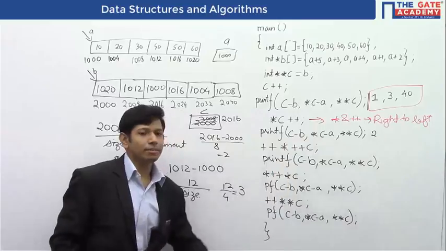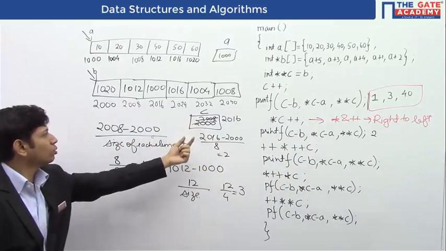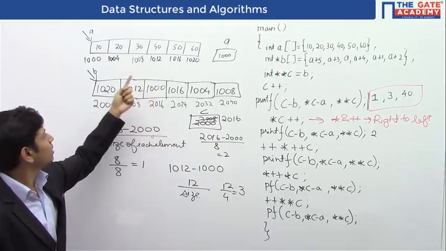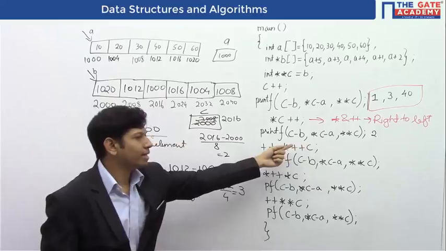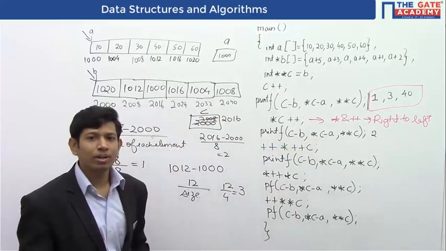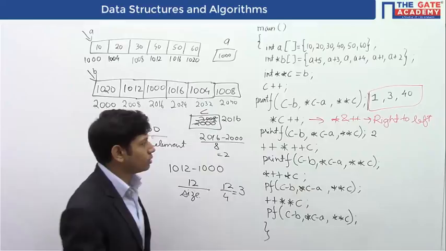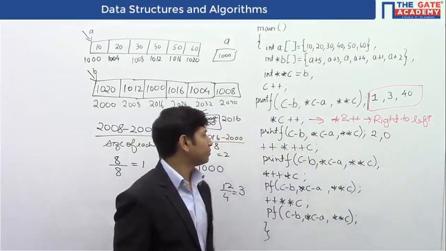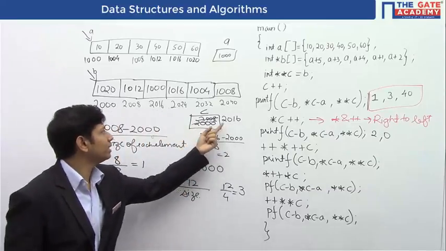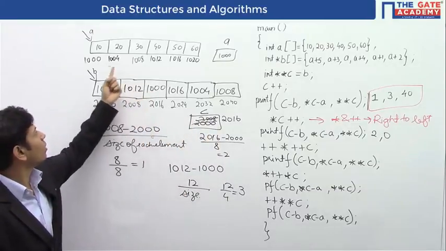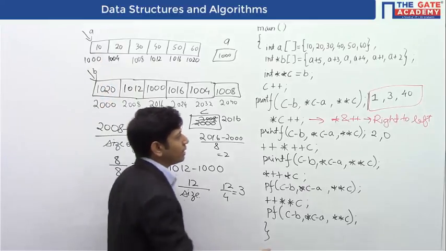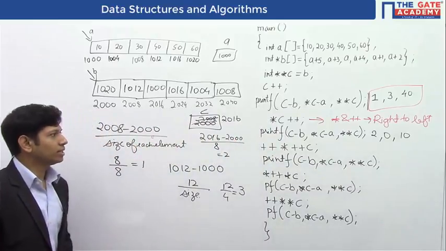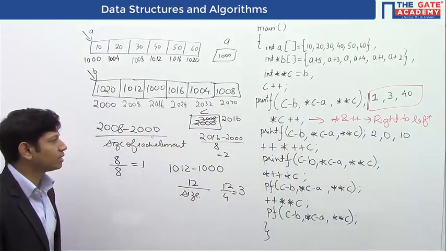Next is star C minus A. C is 2016. What is star C? Star C is 1000. And what is C minus A? Star C minus A, 1000 minus 1000, will be 0. So the second output will be 0. Then again we have star C. We have seen C is 2016, star C is 1000 and star 1000 is 10. So the output will be 10.